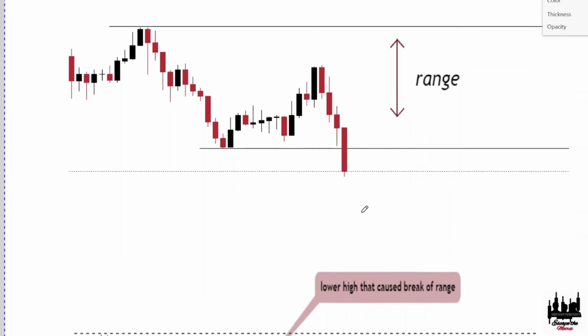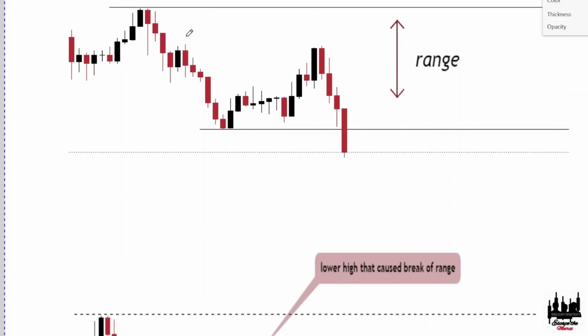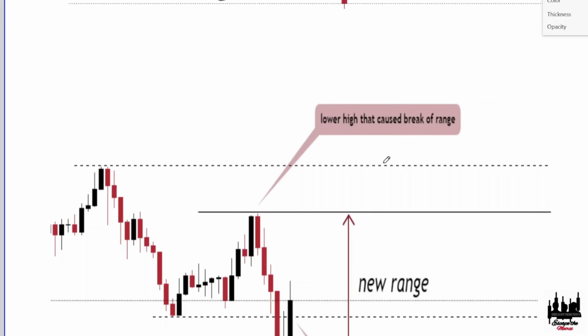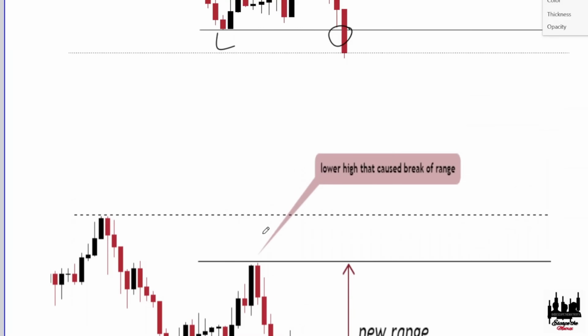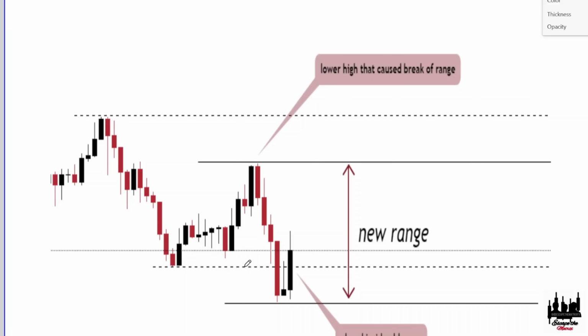Here's a chart example. This was our range, this was our high, and this was our low. Price broke structure. As you can see, when it broke structure right here, this was the previous range. Price broke structure and closed inside of the old range, confirming that this is our new lower low and this is our new lower high.